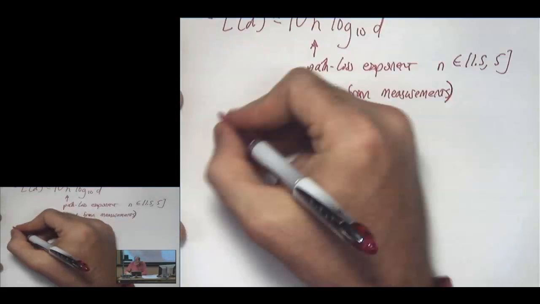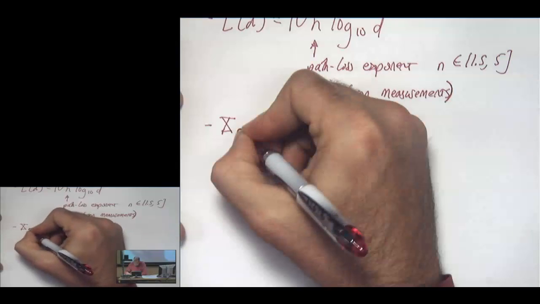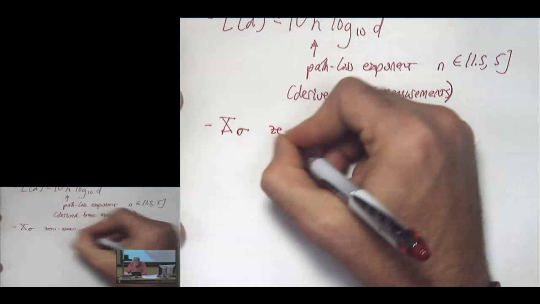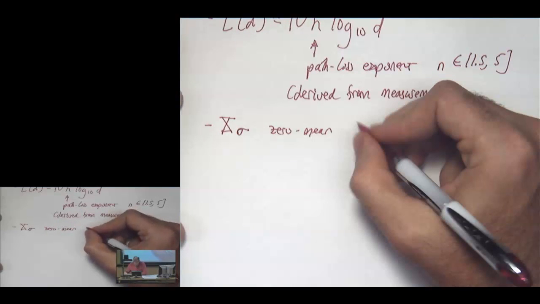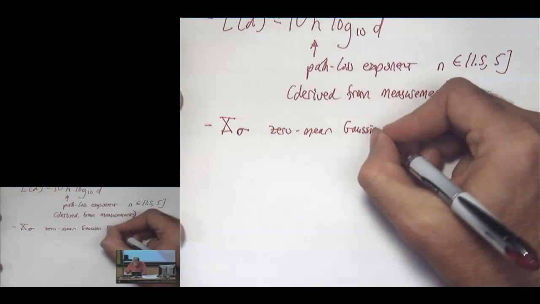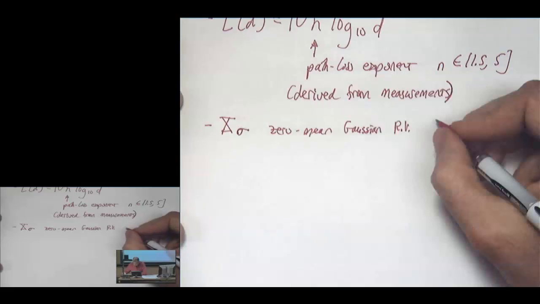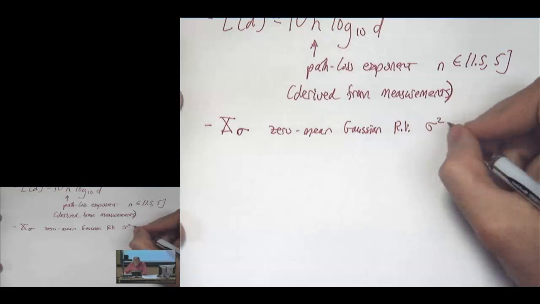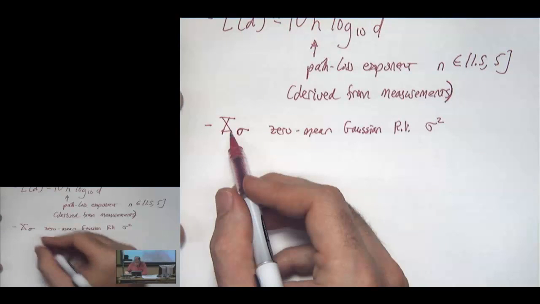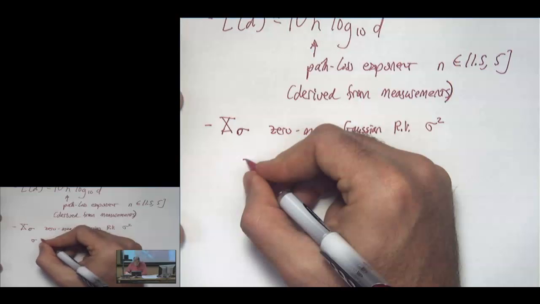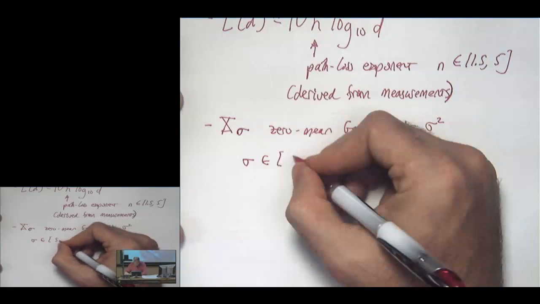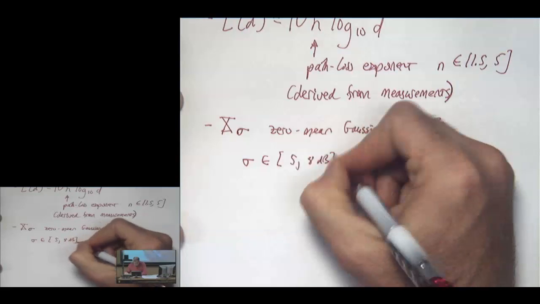Okay, the other quantity that I haven't mentioned here is X sigma. This is a zero mean Gaussian random variable, not complex. We actually get to work with a real one here. It has variance sigma squared. Now this is a Gaussian random variable in the log scale, and so sigma here is typically given in log notation. It would typically be on the order of 5 to 8 dB.